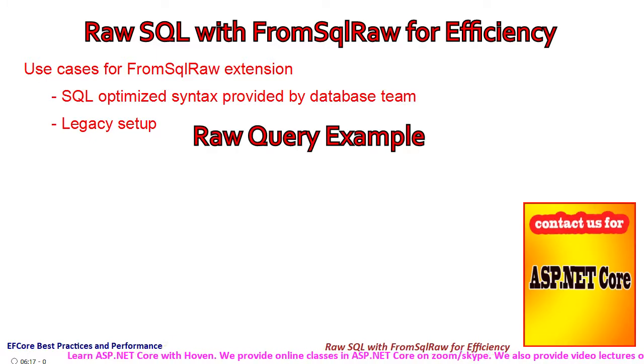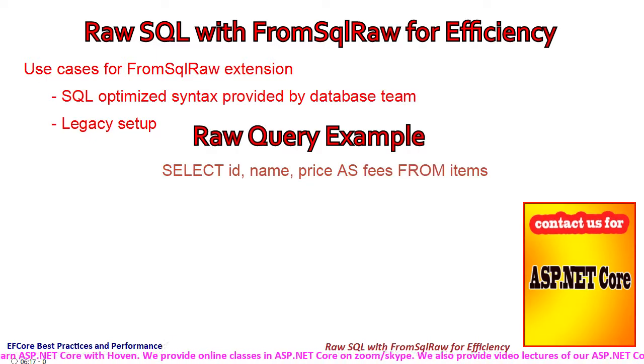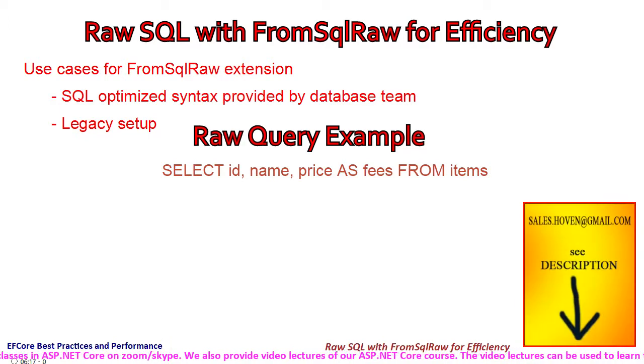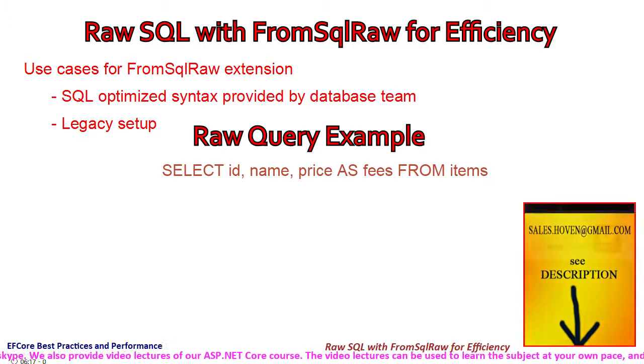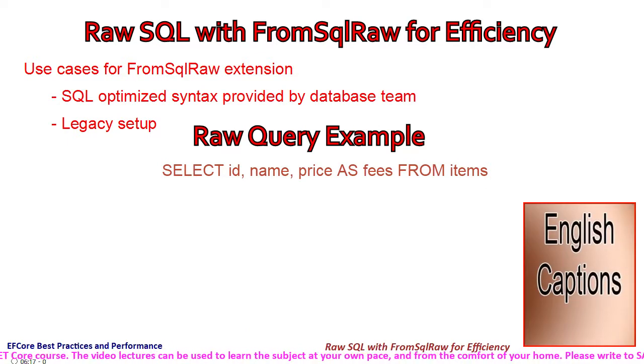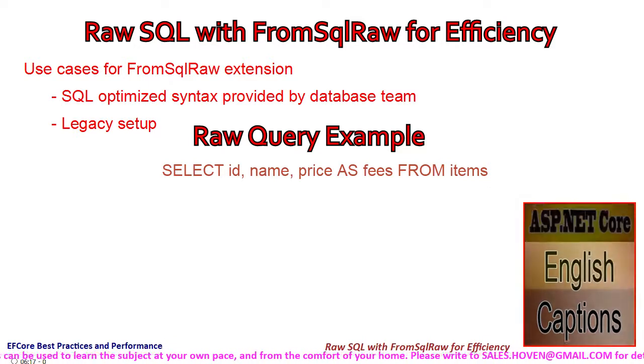Let us suppose that we have to execute a query that selects all columns from a table and gives an alias of, say, fees to one column called price. Select id, name, price as fees from items. So how do we execute such a query and get the collection into our project?